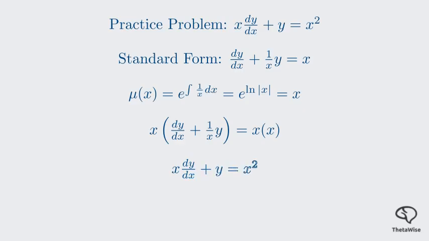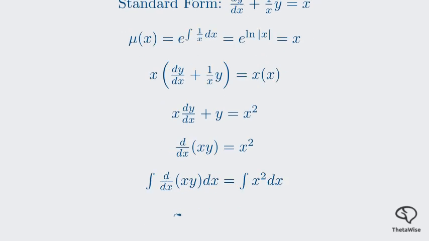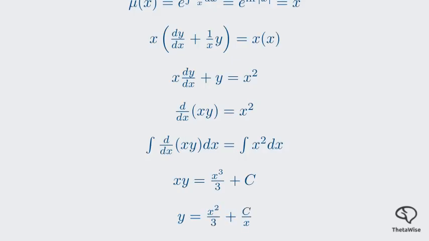The left side is the derivative of xy. So we have the derivative of xy equals x squared. Integrating both sides gives xy equals x cubed over 3 plus c. Finally, dividing by x, we get the solution y equals x squared over 3 plus c over x. We have now mastered the integrating factor method for linear first-order ODEs.